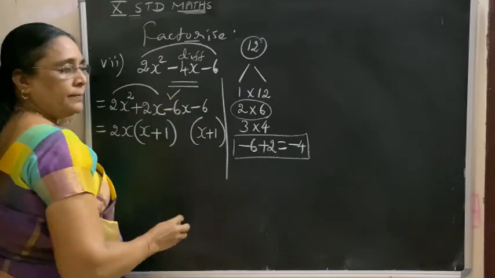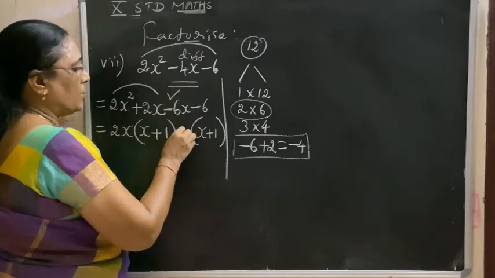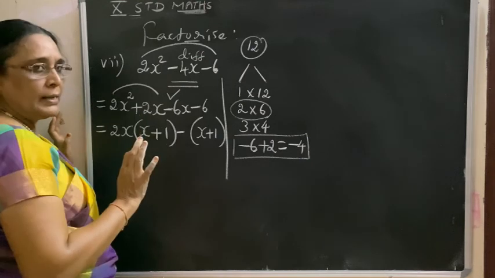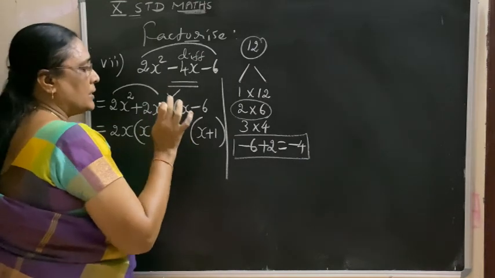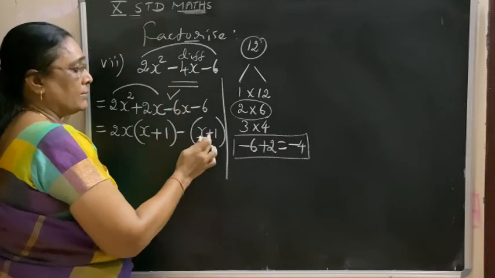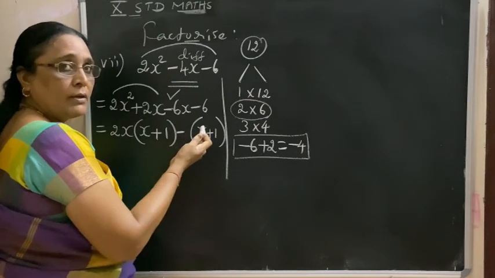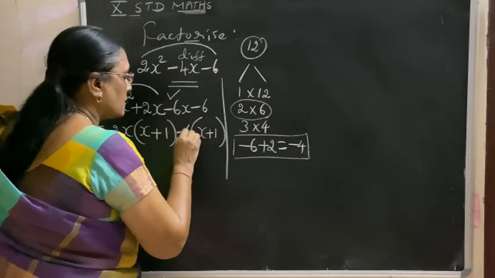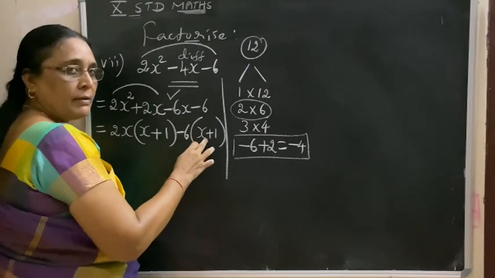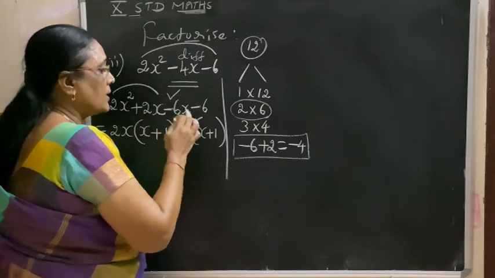Then you see the third term. If minus is given, put minus here. If plus is given, you put plus. Then see what is the quotient given here. 6 is given, here 1 is given. How can you get 6? 1 6s are 6. Then what is the variable given here? No changes in the variable. Here also x, here also x.